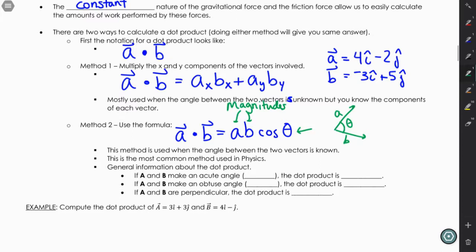It's the most common method used in physics because A and B to us are specifically things like force and displacement, right? Or it could be really anything, right? Mass and weight, or mass and g, right? Because we can do things like that.